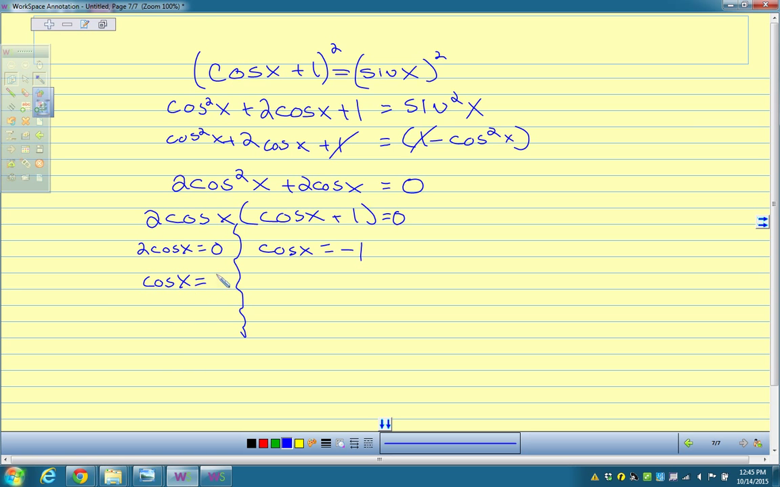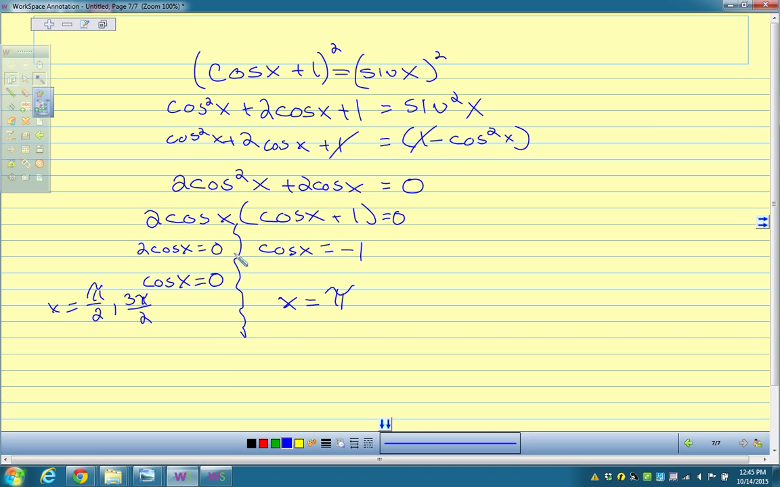Where is cosine equal to 0? At pi over 2, and then again at 3 pi over 2, okay? And where is cosine x equal to -1? Pi. X equals pi, okay?